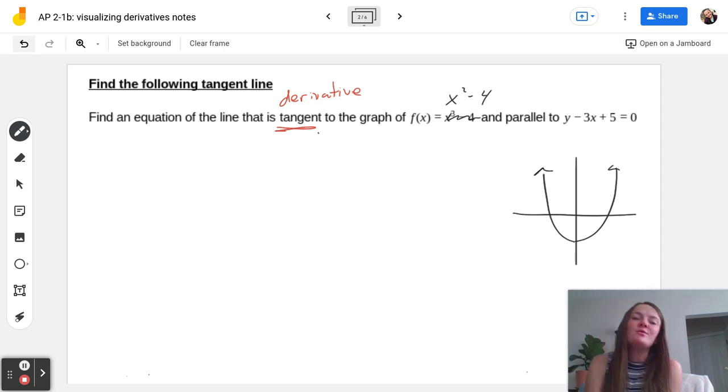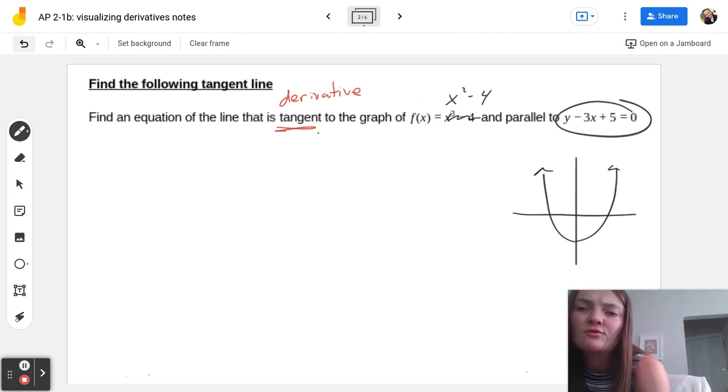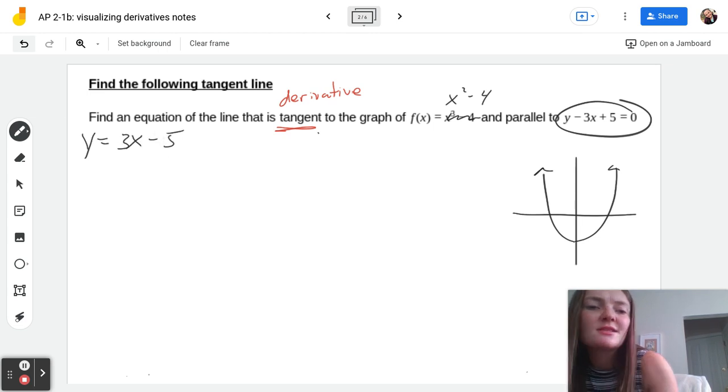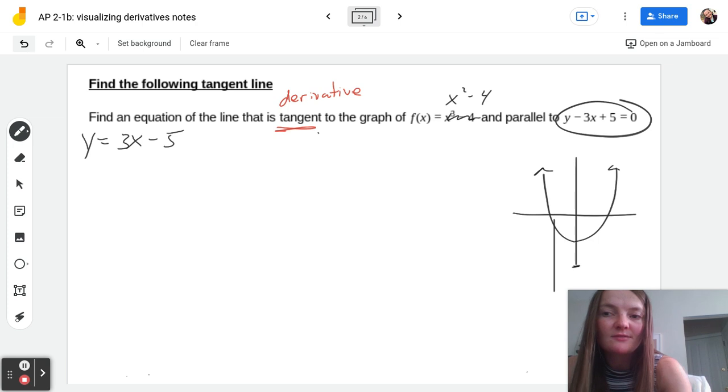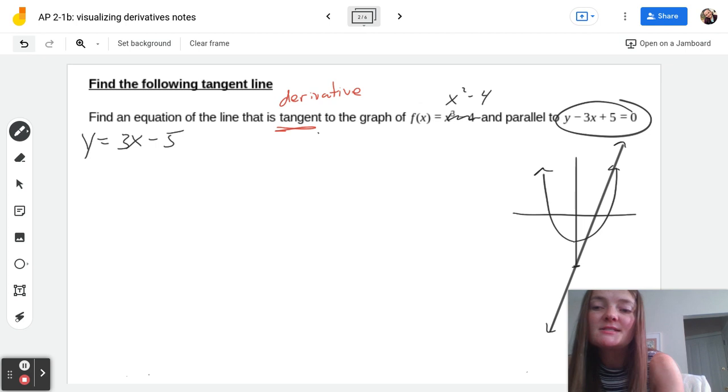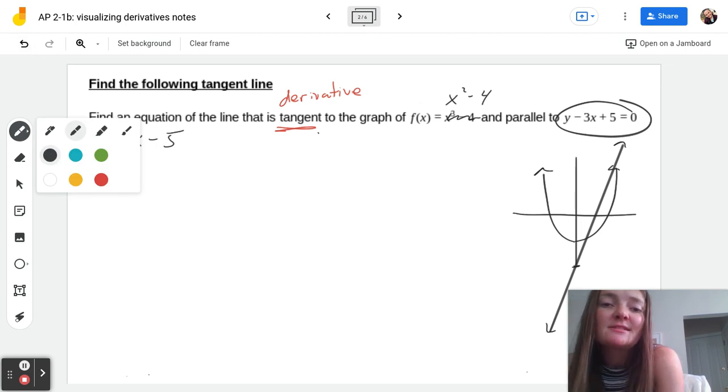It's asking, find the equation of the line that is tangent to the graph at y minus 3x plus 5 equals 0. So what we're looking for is a tangent line that is parallel to this line here. If I solve for it, it's y is equal to 3x minus 5, which means the slope is 3. So let me graph that on here too. I have 3x minus 5, which maybe looks like, I don't know, a steep slope. That's not very steep, could have been steeper. Okay, like this.